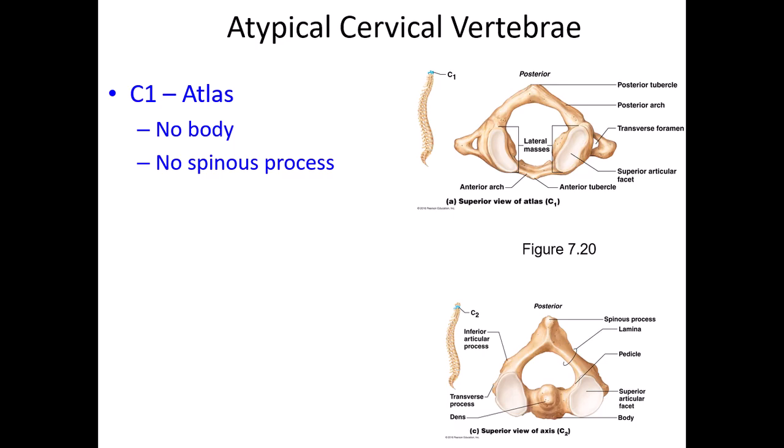Because of these major features missing, it has a few other features missing. There are no pedicles because pedicles connect the body to the arch. No body, no pedicles. And there's also no lamina because lamina are what sit lateral to the spinous process. No spinous process, no lamina. Instead, there's an anterior arch and a posterior arch on the atlas. Inside the anterior arch, there is a special facet that is where the odontoid process of the axis will articulate.